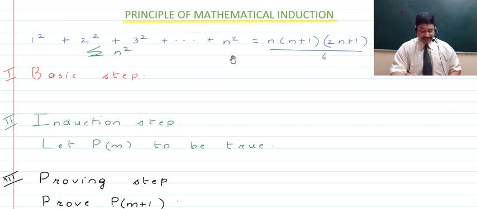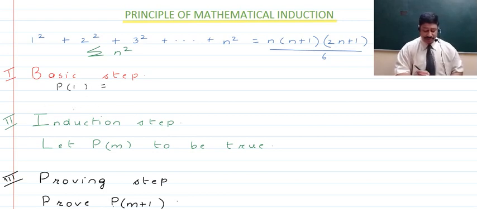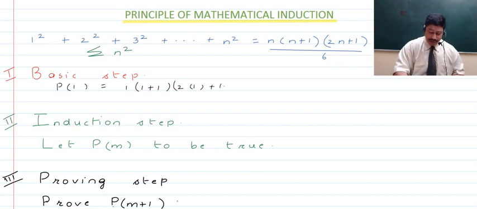Now, if this is a question which has been given to you to prove, right, what you do is you talk about first the basic step, where you put on the left hand side the first term only, and on the right hand side, in place of n, you substitute 1, right? So you talk about that to be 1 times of 1 plus 1 times of 2 times of 1 plus 1, which is divided by 6, right?